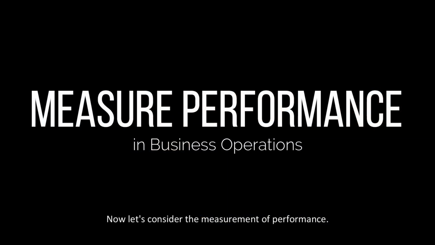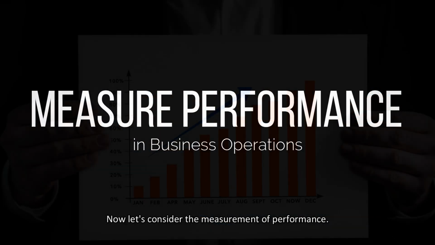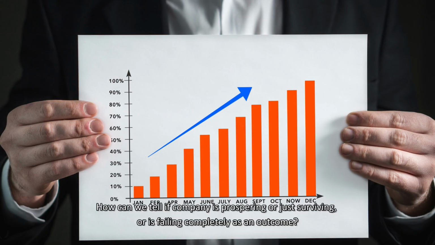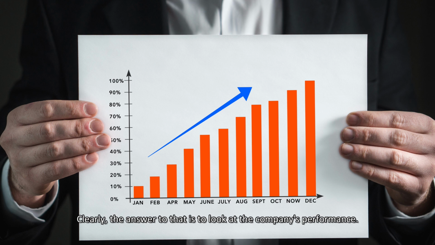Now, let's consider the measurement of performance. How can we tell if a company is prospering or just surviving or is failing completely as an outcome? Clearly, the answer to that is to look at the company's performance. Performance is demonstrated by the outcomes of the company's business.